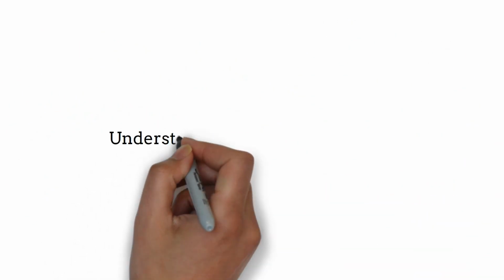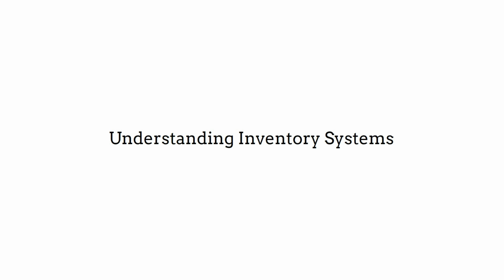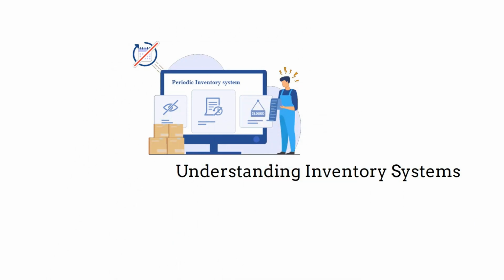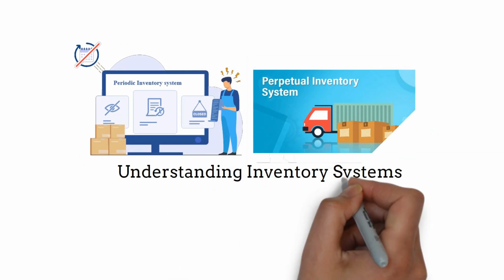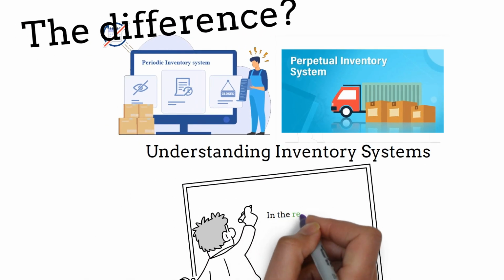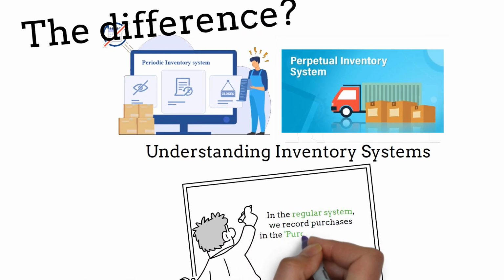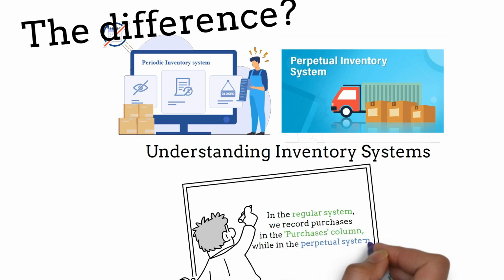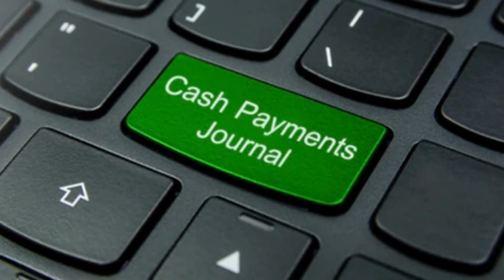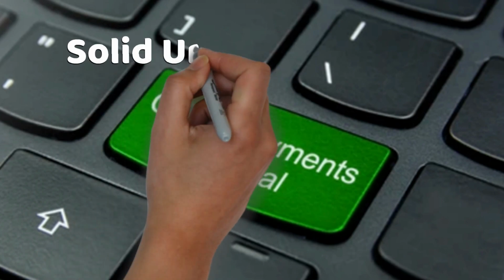Understanding inventory systems. One more thing to note is your inventory system. In our example, we're using a periodic inventory system, but you might encounter the perpetual inventory system in other cases. The difference? In the periodic system, we record purchases in the purchases column, while in the perpetual system, it goes under inventory.